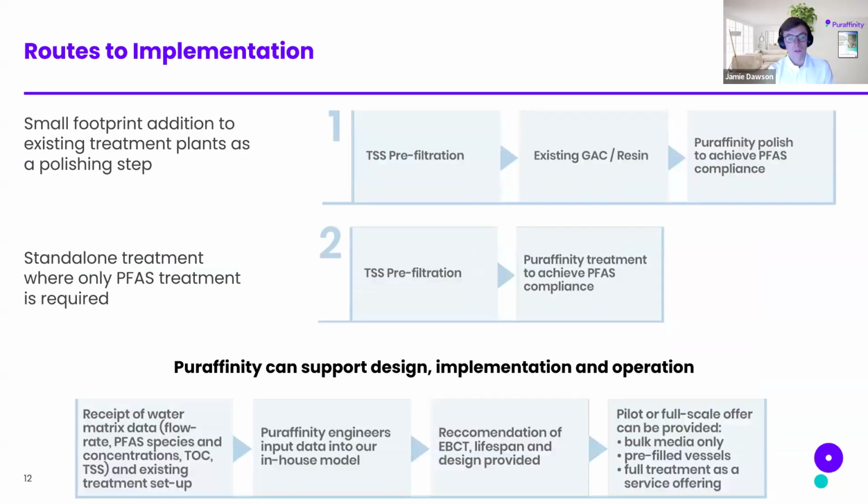As I mentioned, there's sort of two main implementations we're likely to see for our product on these sites. Firstly, as a polishing step to existing GAC or resin treatments that aren't currently meeting the regulations that are being put in place, you can then add PureTech as a polishing step to help achieve compliance, therefore also hopefully expanding the lifespan of all the treatment media that are in place on that location. And then on some other sites, it might be a standalone treatment where they're only looking at PFAS.